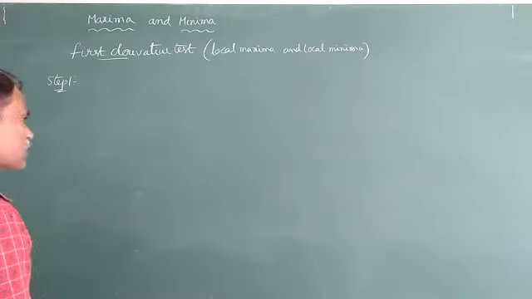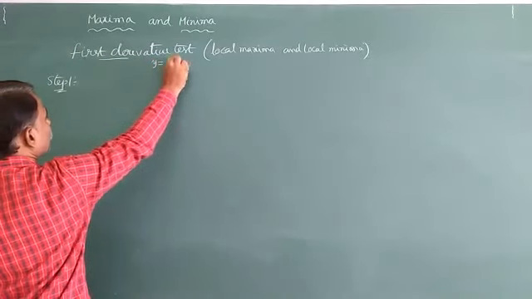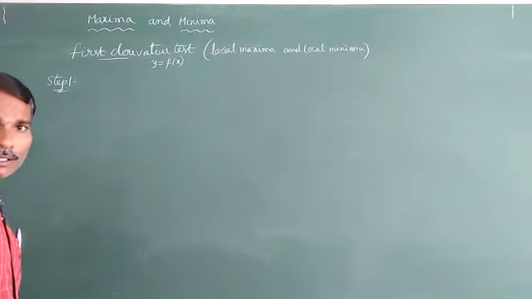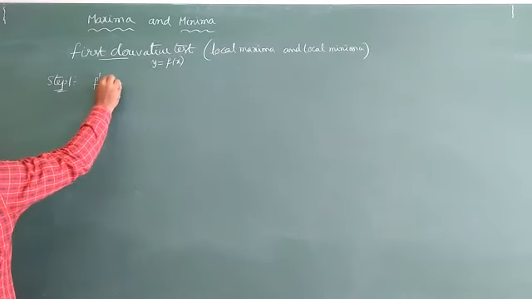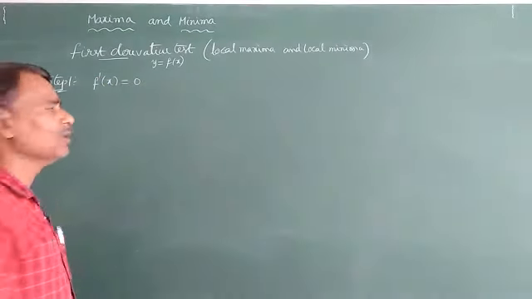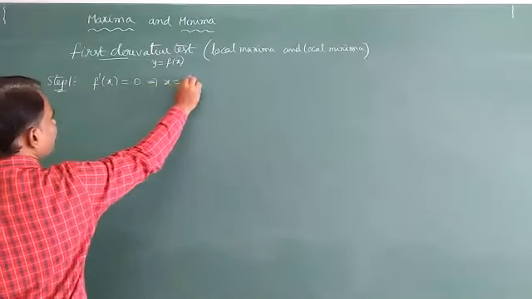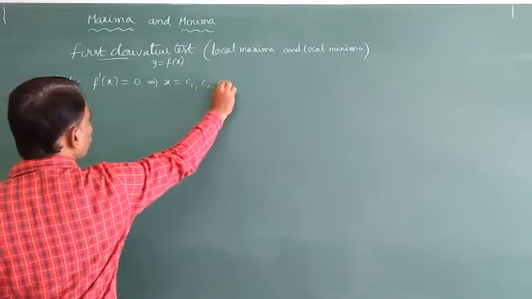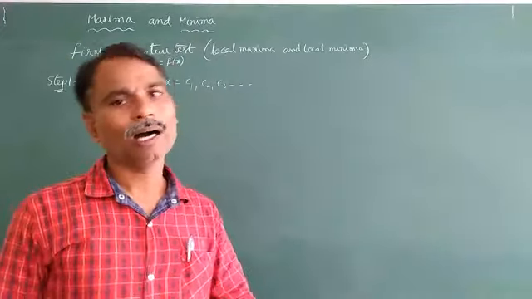First, he will give y is equal to f of x, that means he will mention one function. Step 1: take f dash of x equal to 0. When f dash of x equals 0, definitely we will get x equal to some critical points, maybe c1, c2, c3. Sometimes we will get 1, 2 or 3 of them.